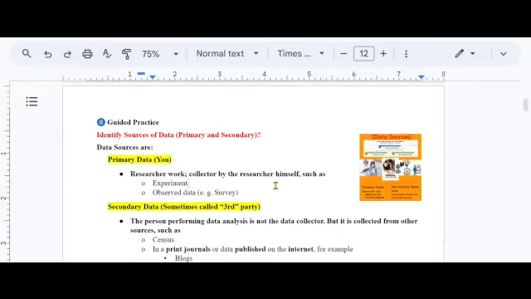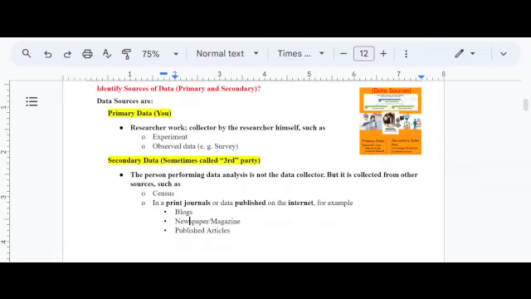Can you do a survey? Yes, you can also do a survey. Okay, now secondary, you can go for a census. What is a census? Right, it's a government survey.